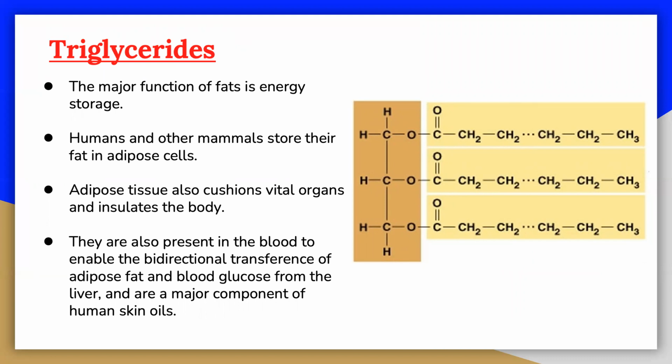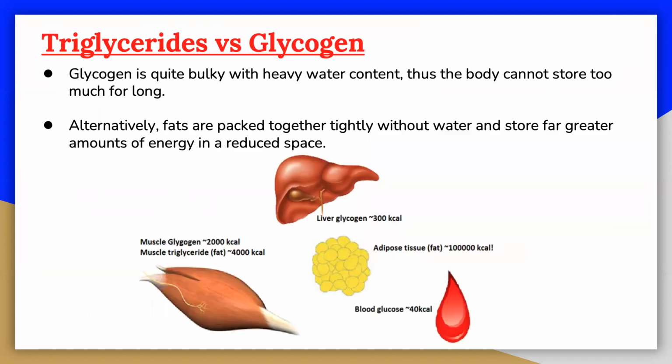The excess energy from the food we eat is digested and incorporated into adipose tissue. Most of the energy required by the human body is provided by carbohydrates and lipids. As is well known, glucose is stored in the body as glycogen. While glycogen provides a ready source of energy, lipids primarily function as an energy reserve. Glycogen is quite bulky with heavy water content, thus the body cannot store too much for long. Alternatively, fats are packed together tightly without water and store a far greater amount of energy in a reduced space.